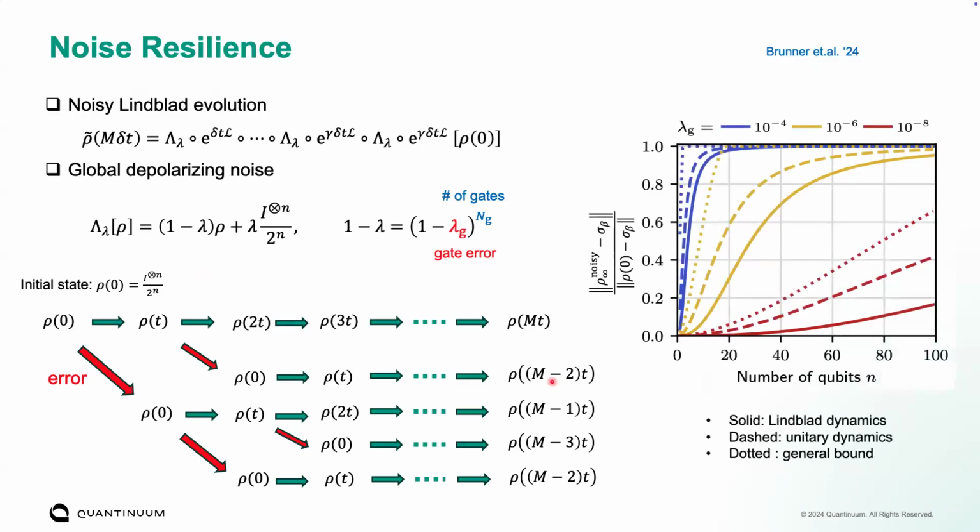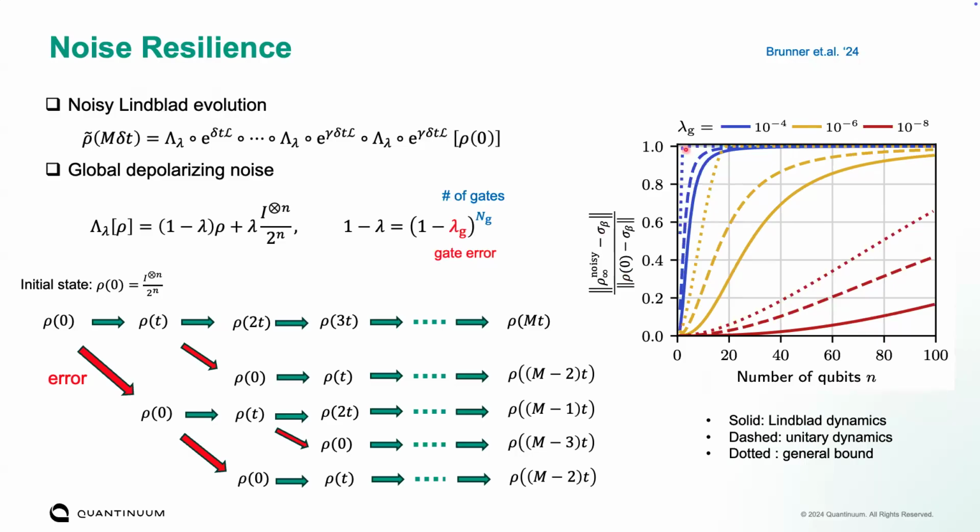This is a simple numerical simulation using the information of the quantum circuit and this noise model. The x-axis is just the number of qubits, and the y-axis is, roughly speaking, the distance between the Gibbs state and the noisy fixed point, divided by the distance between the initial state and the Gibbs state. So when this is 1, it's quite noisy. When this is close to 0, it's close to noiseless.